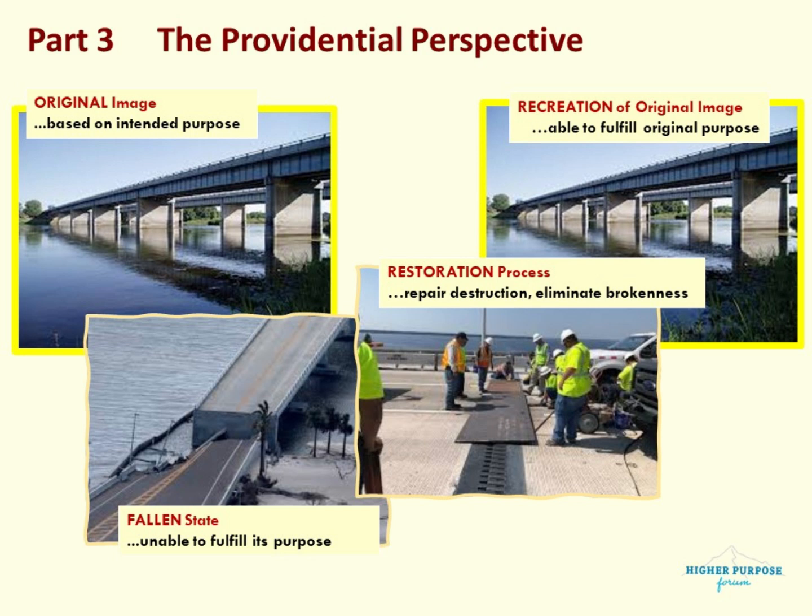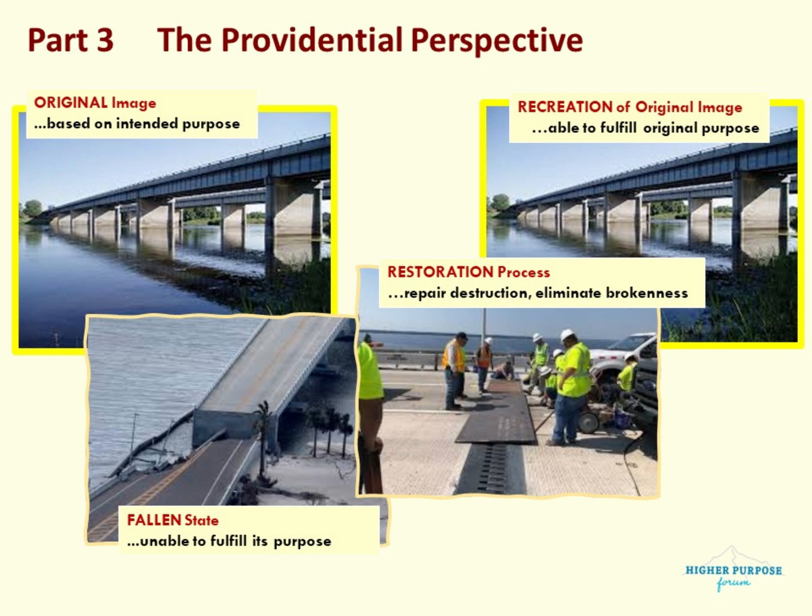All right. I want to talk about a bridge here. This is a bridge in Florida called the Sanibel Causeway. Here's a picture of the Sanibel Causeway as it operated up until the fall of 2022, fulfilling its purpose of allowing cars to go from the mainland of Florida out to Sanibel Island. It got hit by Hurricane Ian in September of 2022, and it was destroyed, and it became what we would call a fallen state, unable to fulfill its purpose. It could no longer function normally.